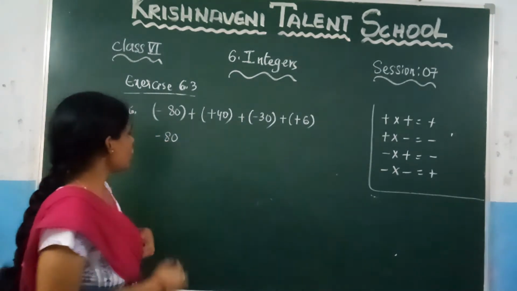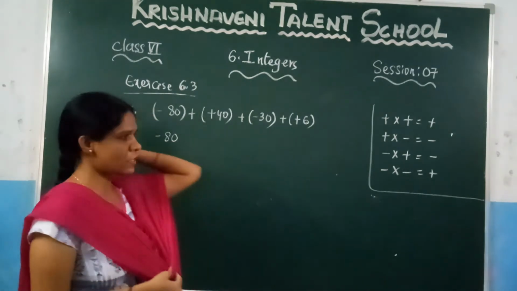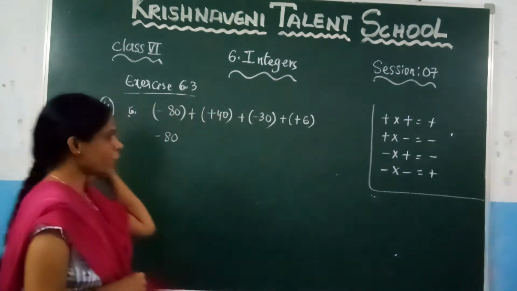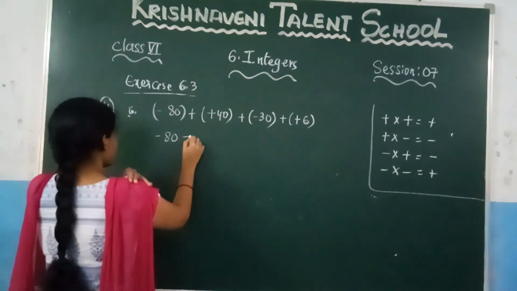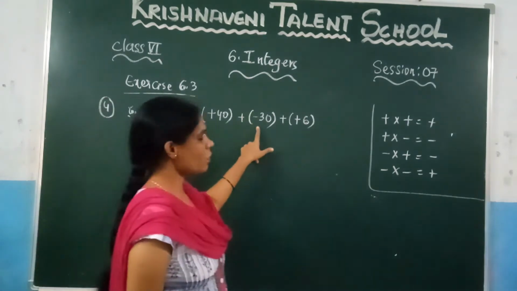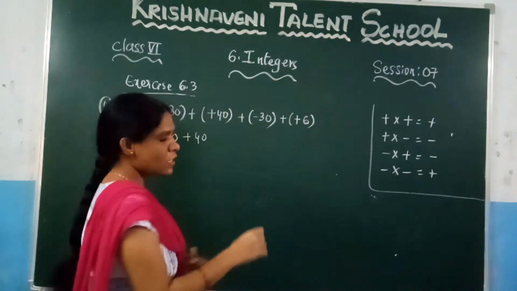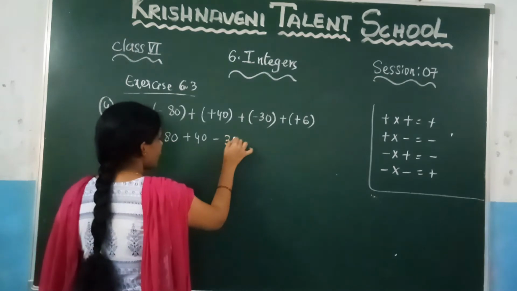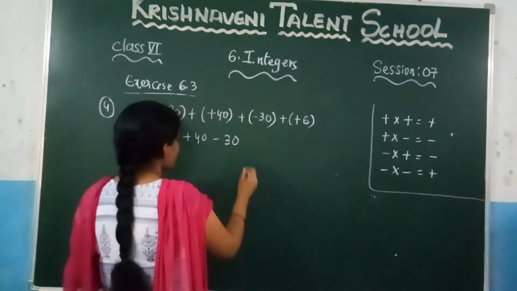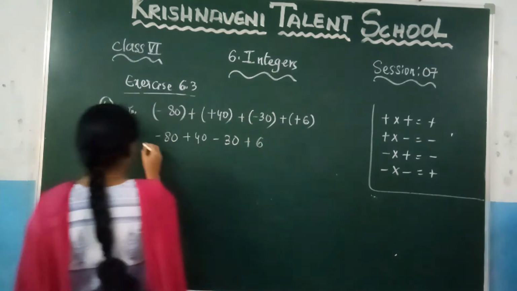Now what is the value of plus into plus, which is plus, right? Here it is already there. Plus into plus, which is plus. So write it here plus 40. And after that, what is the value of plus into minus, which is minus. So keep it here minus 30. And what is the value of plus into plus, which is plus. So write it here plus 6.